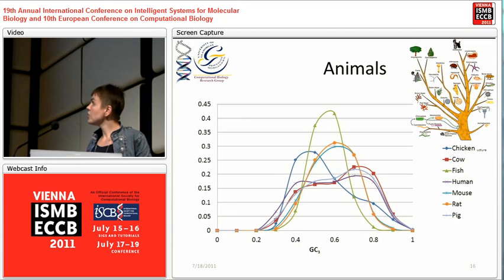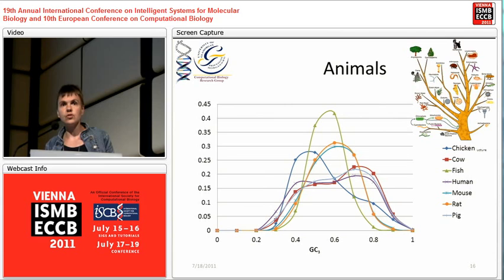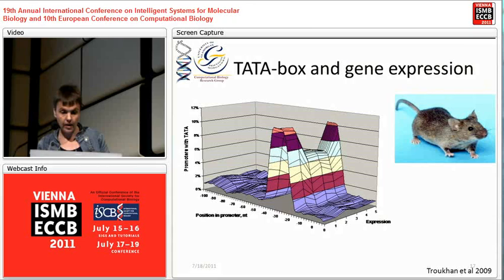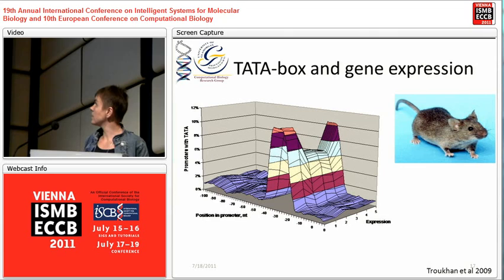Chicken is probably bimodal, or probably not, because it has a slight kink. Fish is definitely not, and rat and mouse are also not bimodal. So you see that bimodality exists on different branches of the evolutionary tree, and it doesn't really correspond to evolutionary distance between species. But now let's look at transcriptional effects in animals.